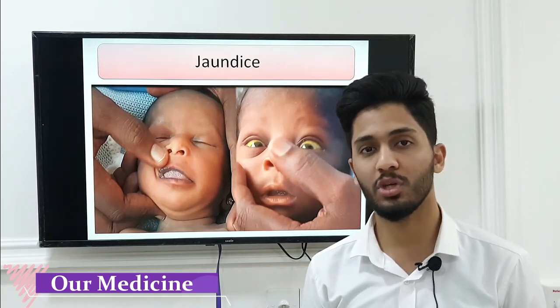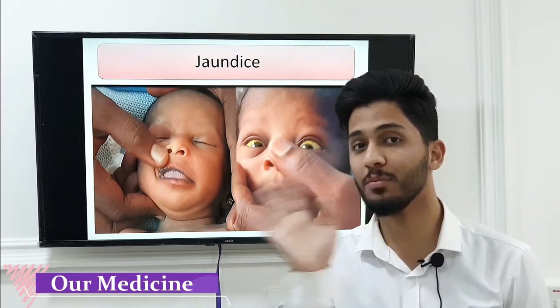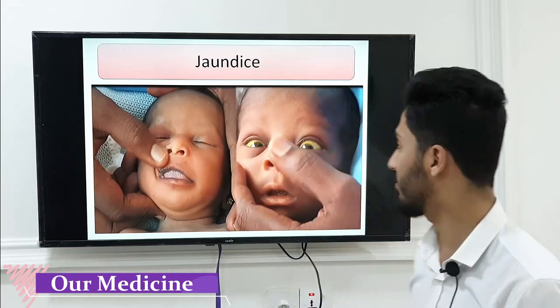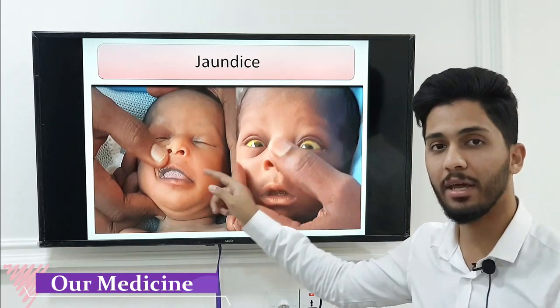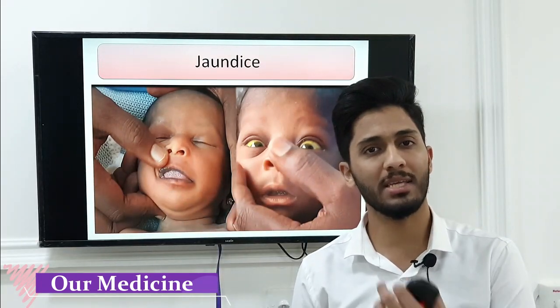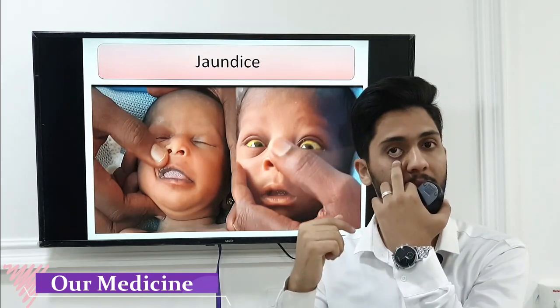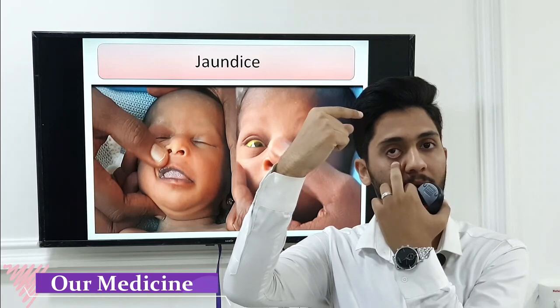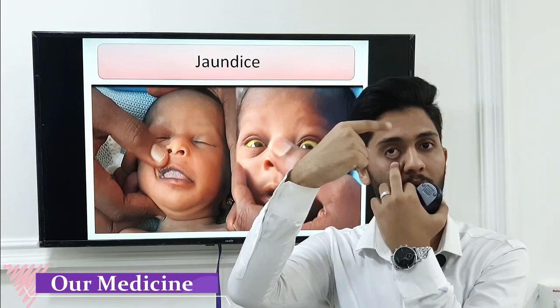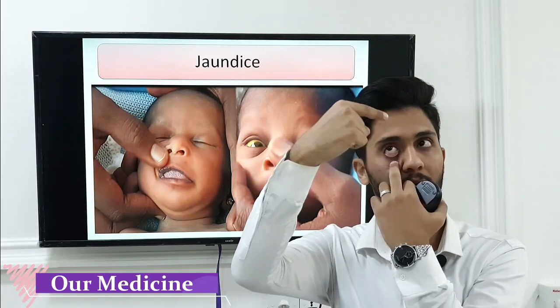How can you examine jaundice? Not the skin, not the mucous membrane, the sclera of the eye. Examine the sclera of the eye. How can you examine the sclera? The upper and the lower sclera. Firstly, the upper sclera. Firstly, the lower sclera. Ask the patient to look at your finger.